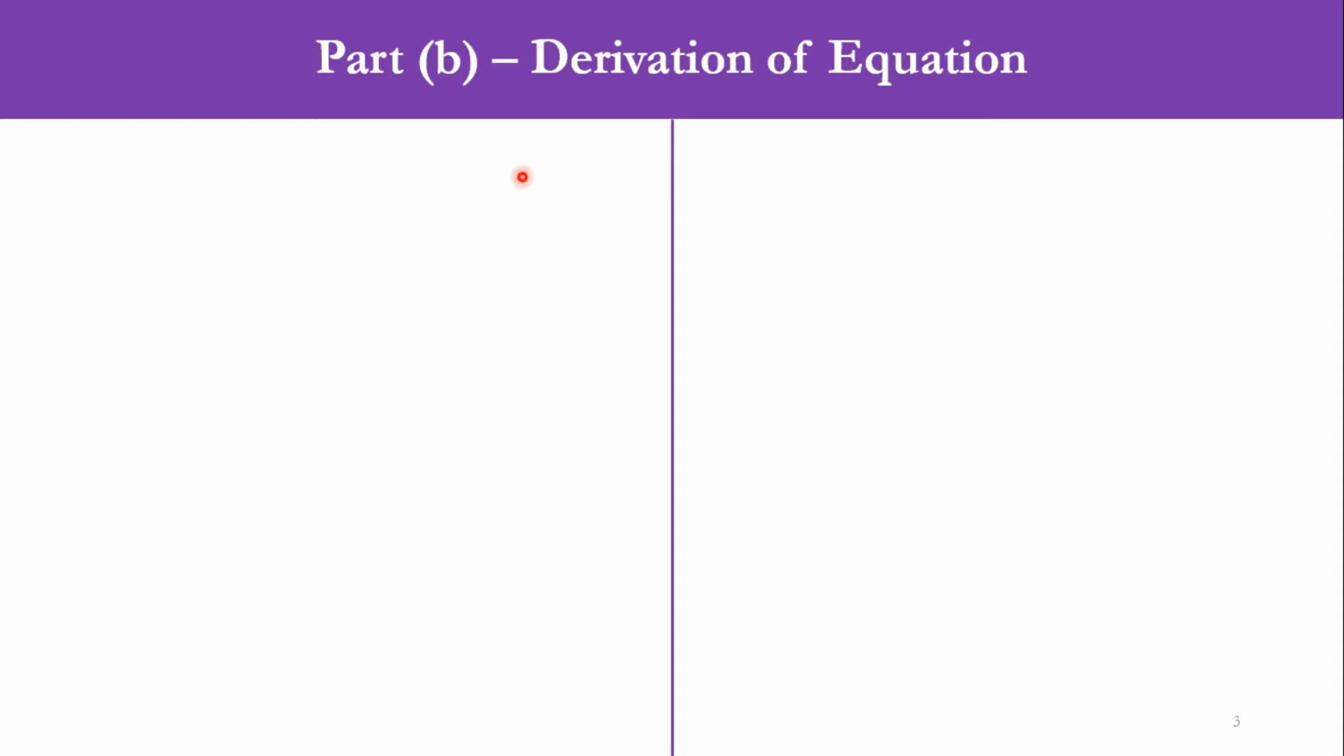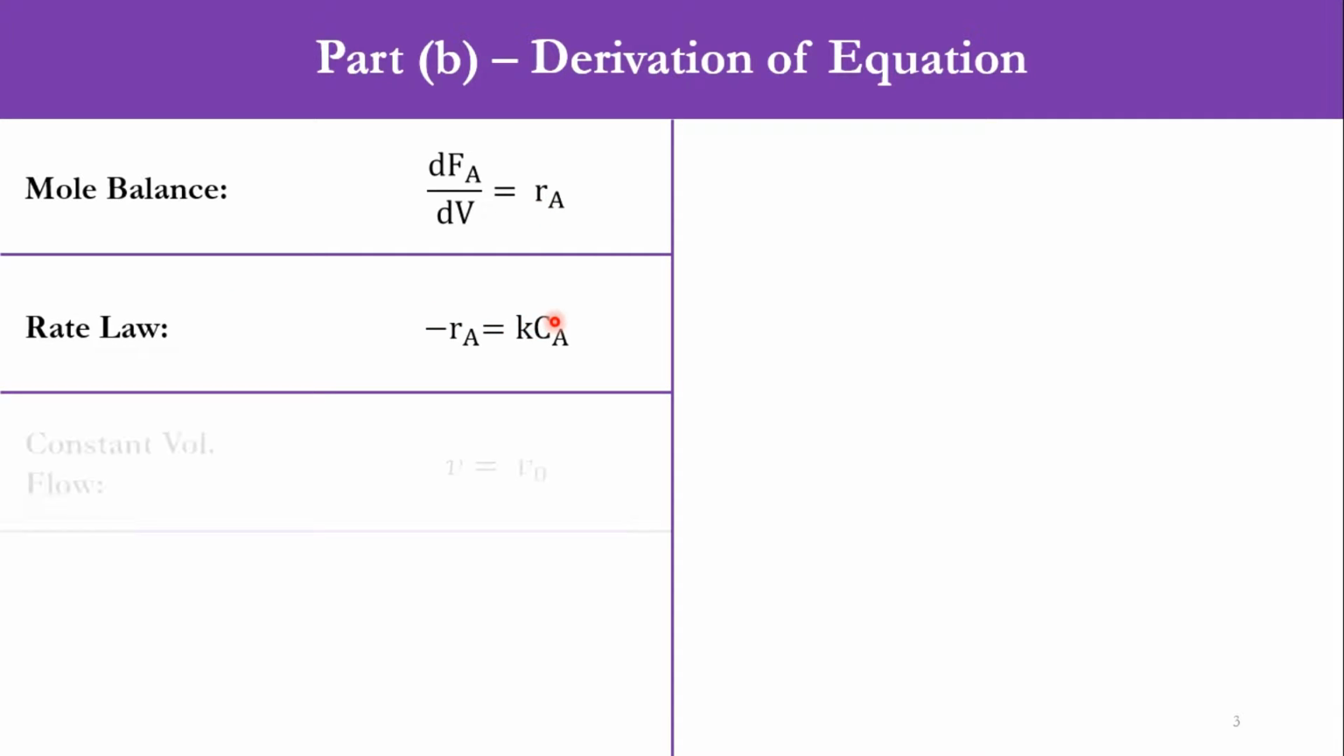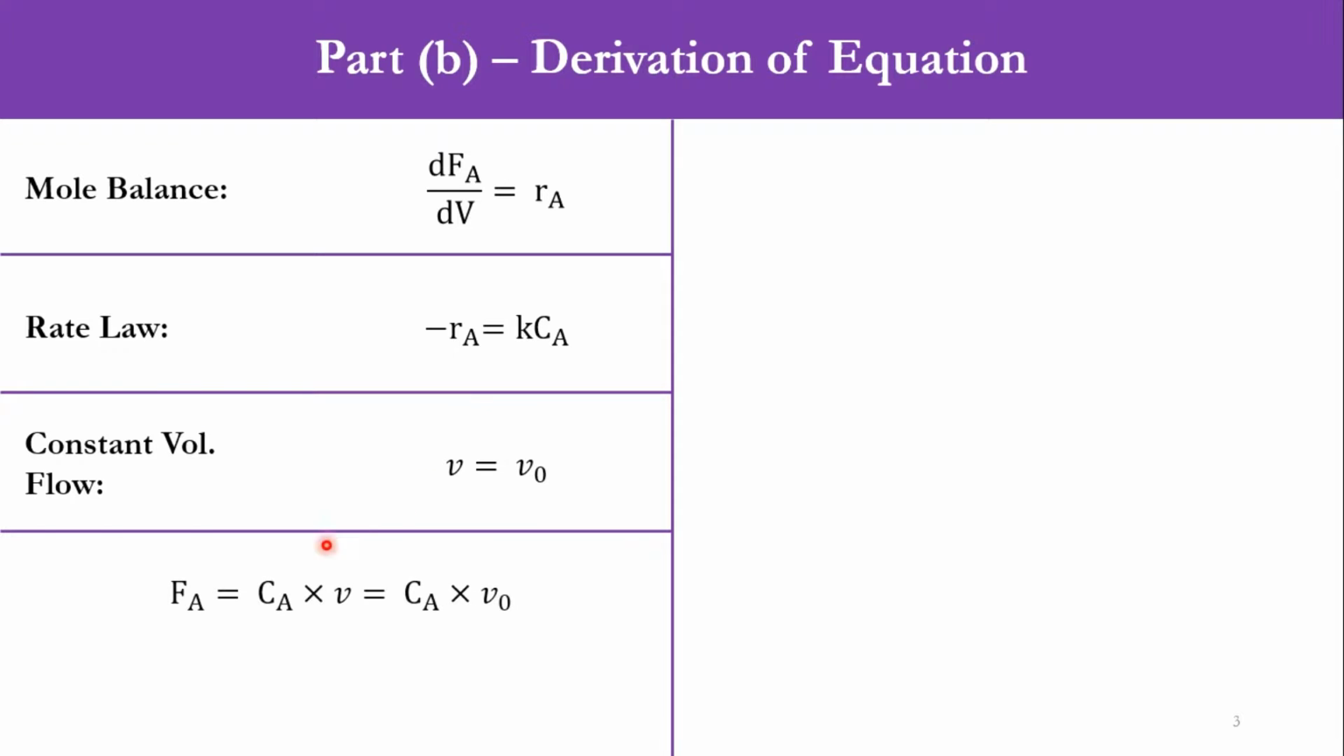Now, just a recap of what we had derived in that part. The mole balance for the PFR is dFA over dV equal to rA in terms of species A. And in terms of B, it will be dFB over dV equal to rB. For the rate law, minus rA is equal to kCA. The volumetric flow rate is constant, so V is equal to V0. FA is CA times V, and since V is equal to V0, it is CA times V0.